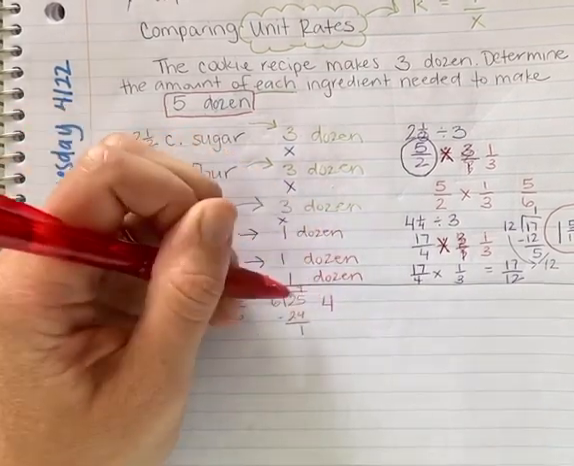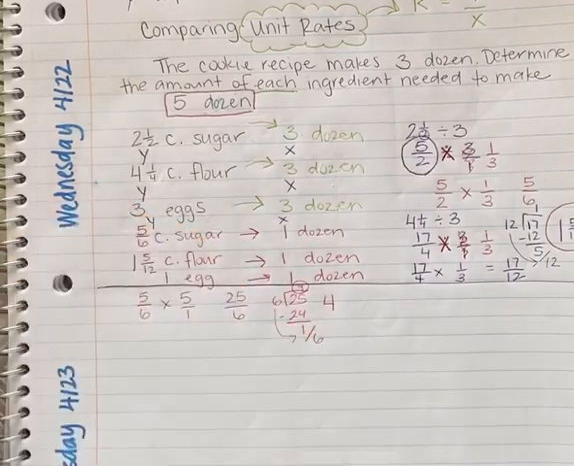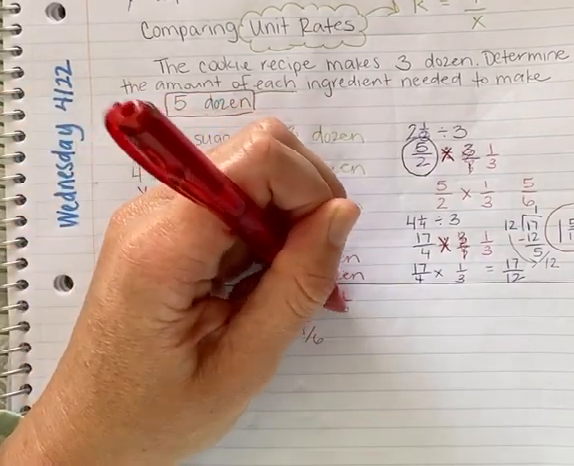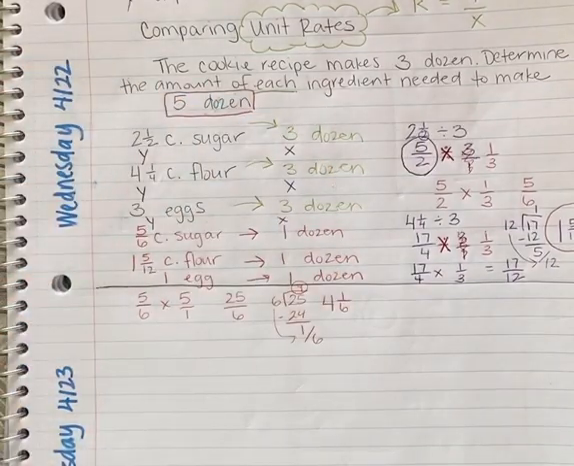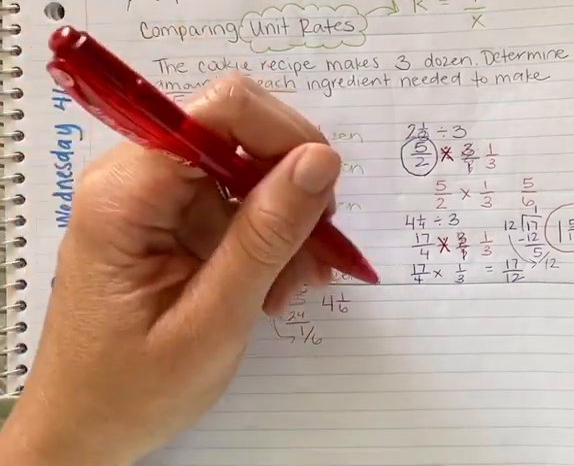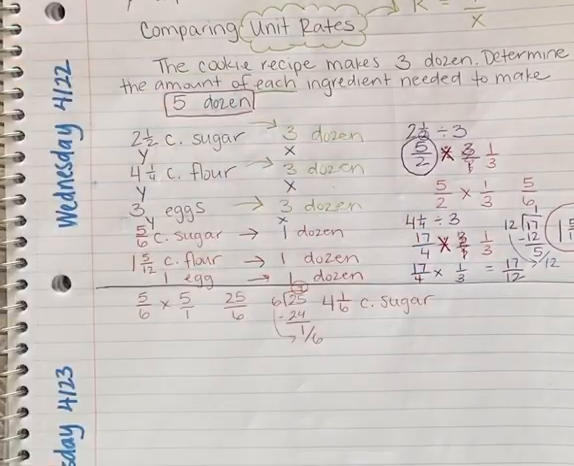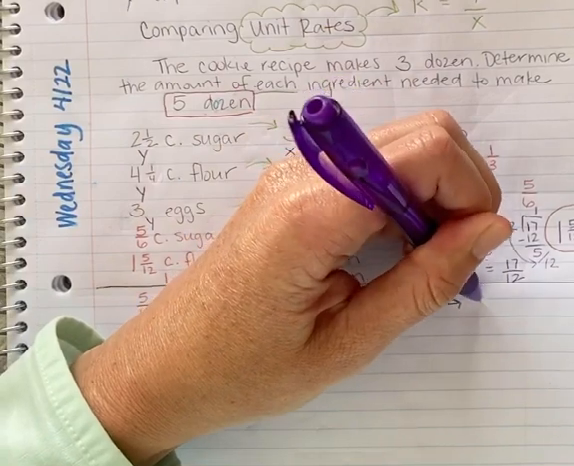So my whole number is 4 and 1/6. So I would need 4 1/6 cups of sugar. And that would make 5 dozen.